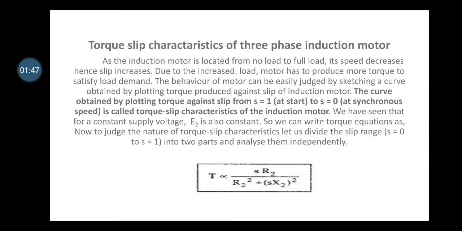We have seen that for a constant supply voltage, E2 is also constant, so we can write the torque equation as follows. Now, to judge the nature of the torque slip characteristics, the slip range from S equal to 0 to S equal to 1 is divided into two parts for analysis. The torque equation becomes: torque is directly proportional to S R2 divided by R2 square plus S square X2 square.